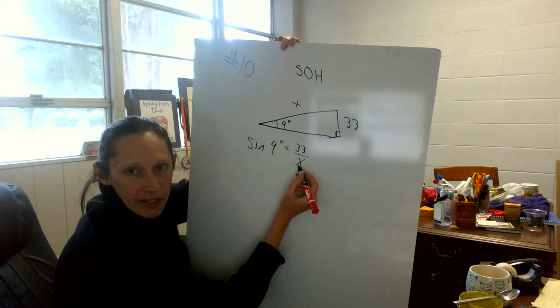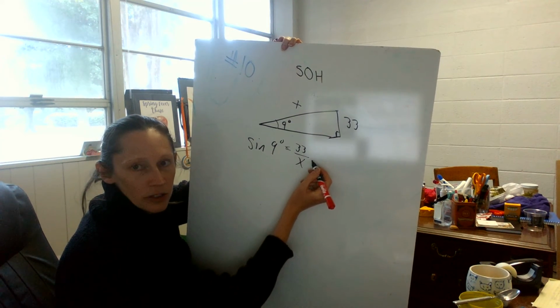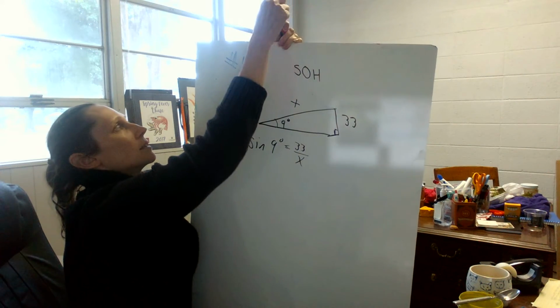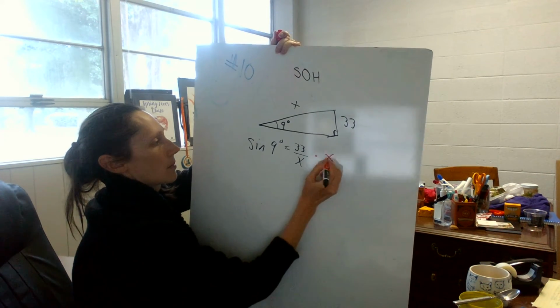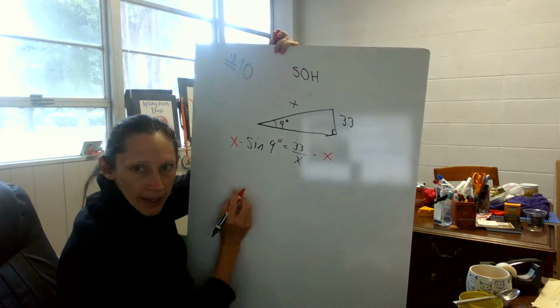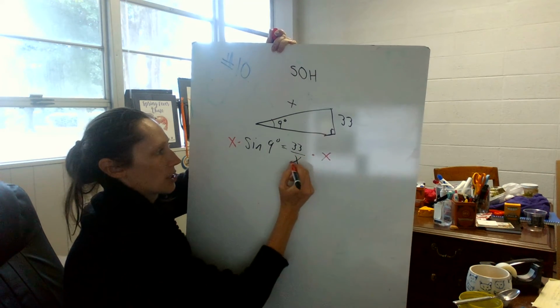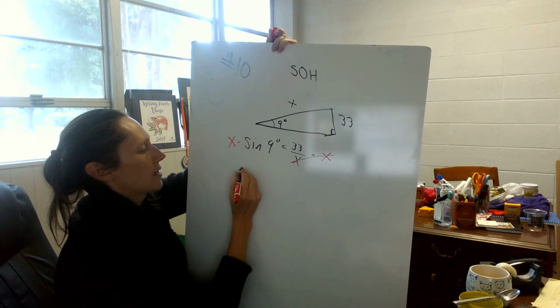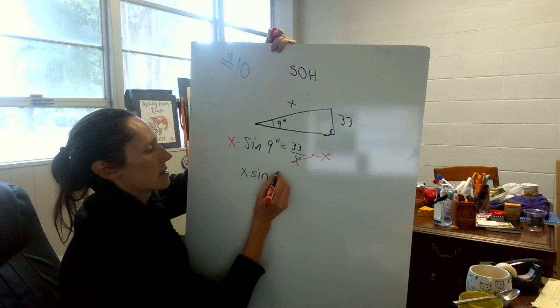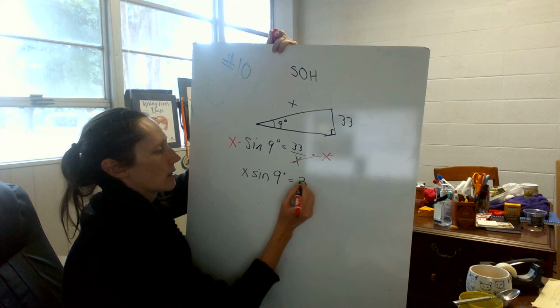So if I want to get x by itself, right now it's in the denominator of a fraction. So I'm going to multiply both sides by x. So on the right-hand side, the dividing and the multiplication cancel, they undo. And on the left-hand side, I have x times the sine of 9 degrees equals 33.